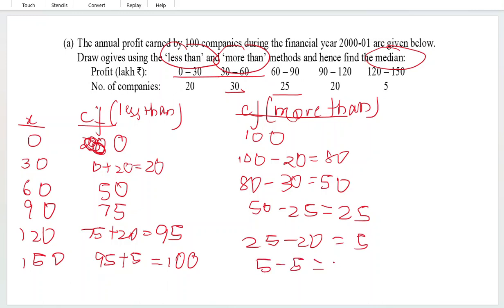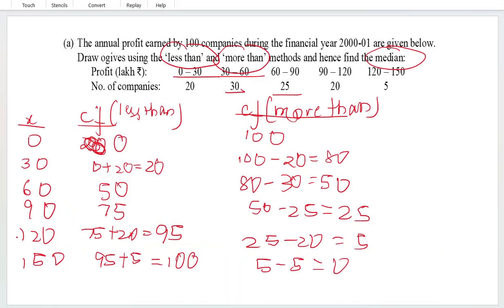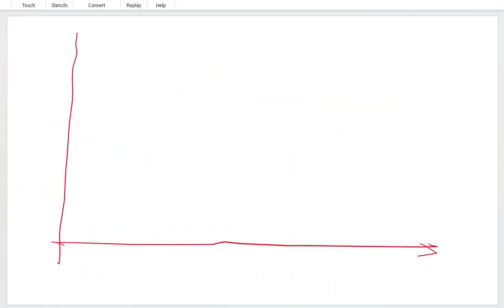Now on the same graph we have to draw the less than ogive and a more than ogive. And to draw this, we plot the x values. Now if you observe, all the x values are at a gap of 30 from 0 to 150. Therefore, we plot it as follows. 0 is here, 30 is here, 60, 90, 120, 150.